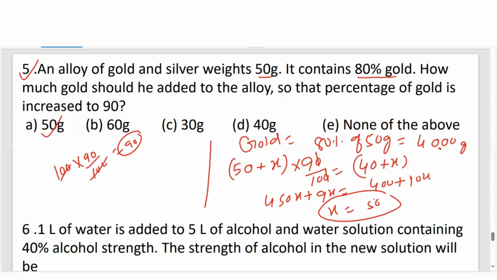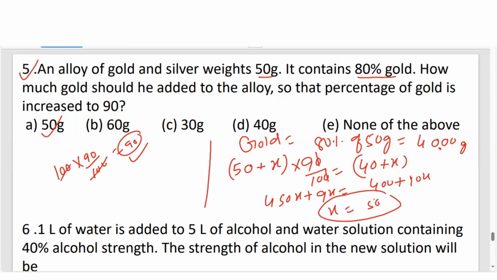Already you know the 50 gram alloy with 80% gold has 40 gram of gold, and we are adding 50. So 40 plus 50 is 90. So our answer is correct. In this way, by the option method, we can find the answer very easily. This is the basic condition, and the tricky approach is the option method.